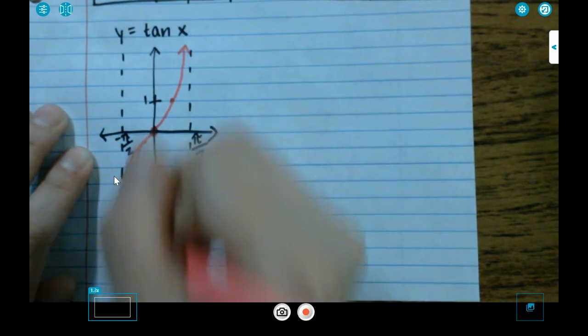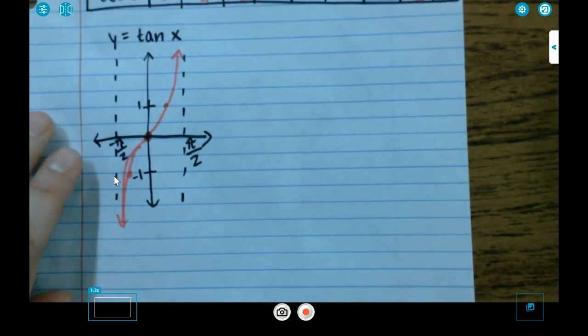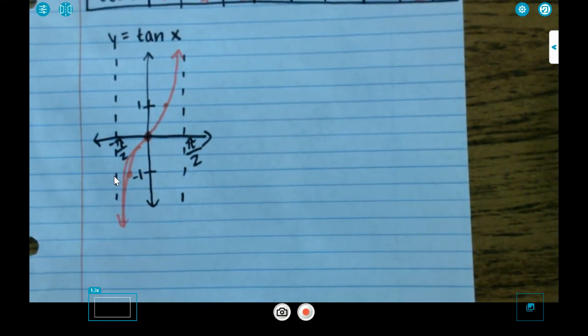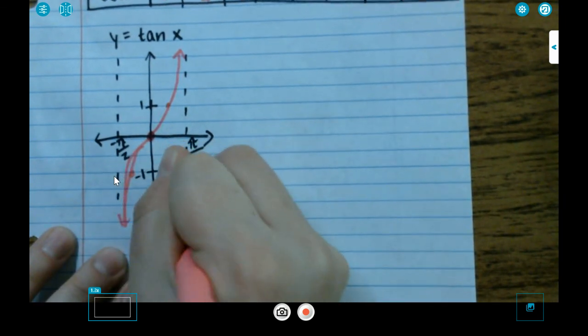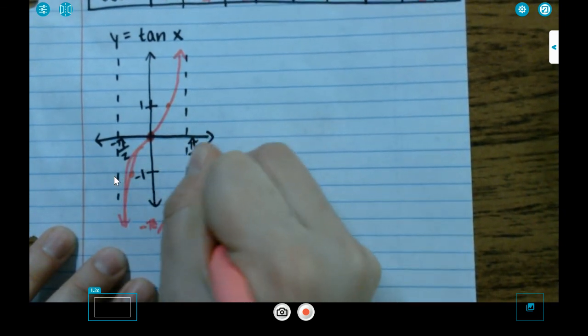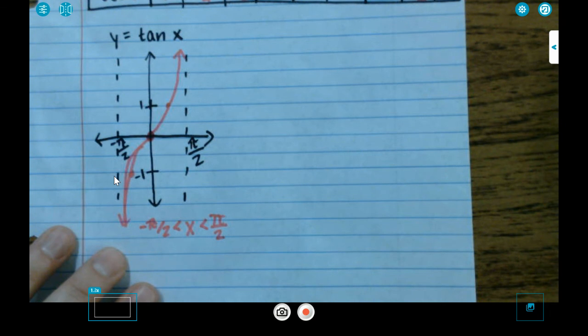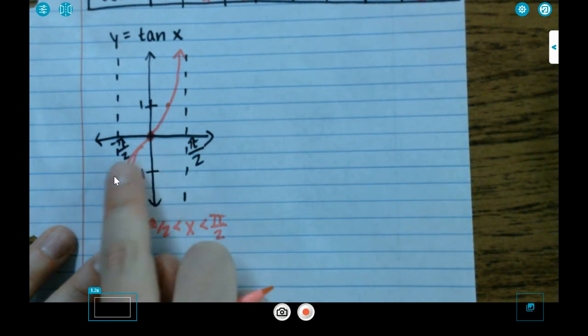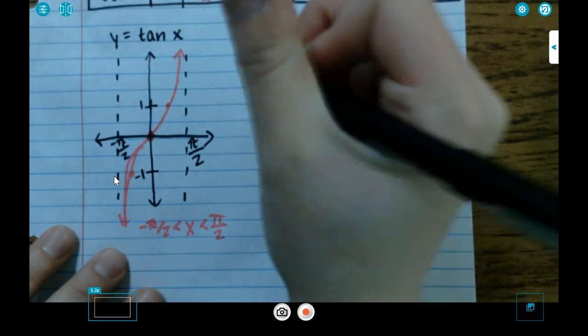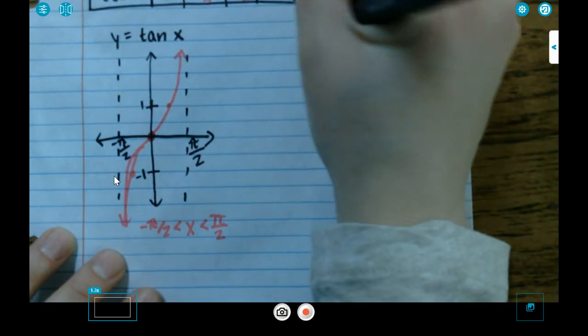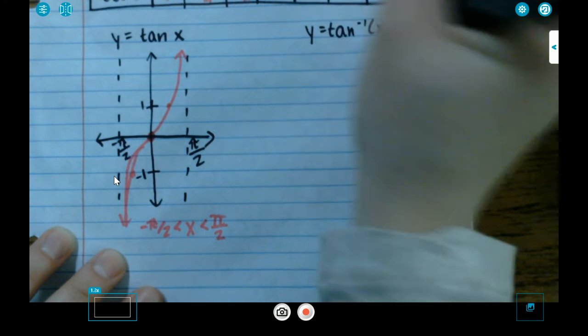That should be there. Okay, so our inverse tangent function is going to have to go from negative 1 to 1. So our domain here is negative pi over 2 is less than x is less than pi over 2. The reason why it's less than is because you never reach those vertical asymptotes.